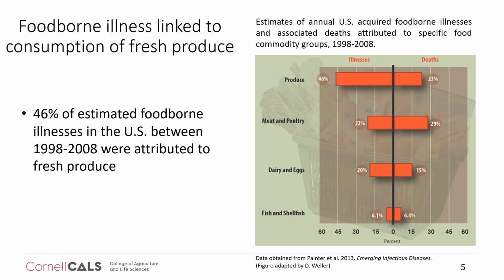In fact, between 1998 and 2008, approximately 46% of the estimated foodborne illnesses in the US were attributed to fresh produce, which was nearly double the number of estimated foodborne illnesses that were associated with other food commodity categories, including meat, poultry, dairy, and egg, and fish and shellfish. Therefore, increasingly, fresh produce has been portrayed as a concern for public health.